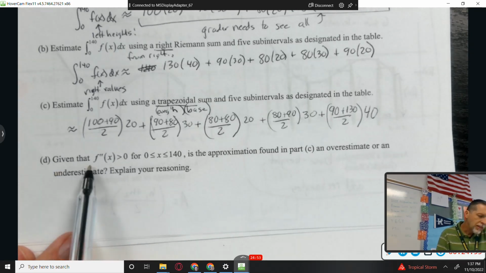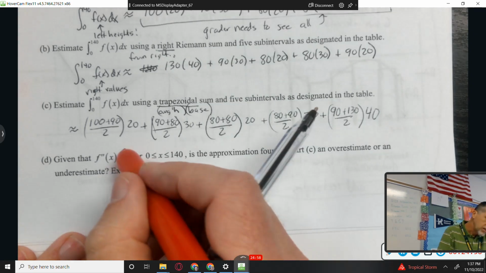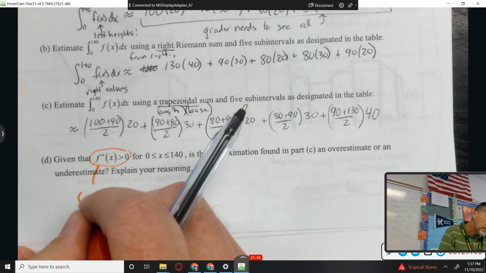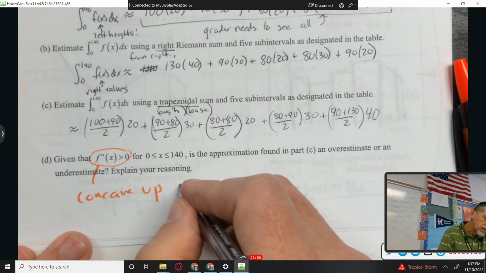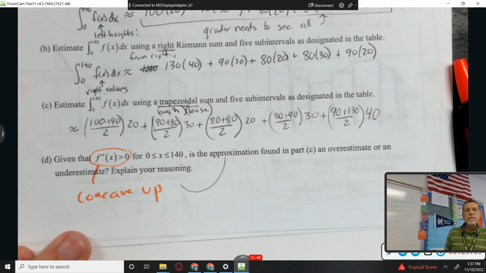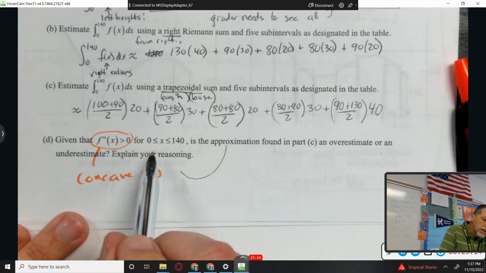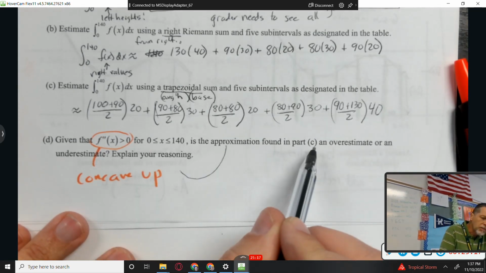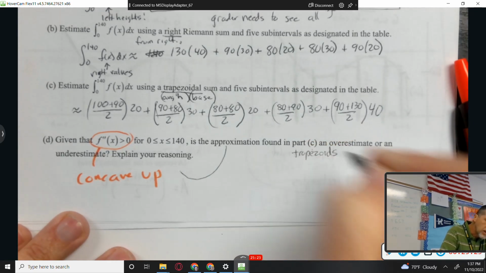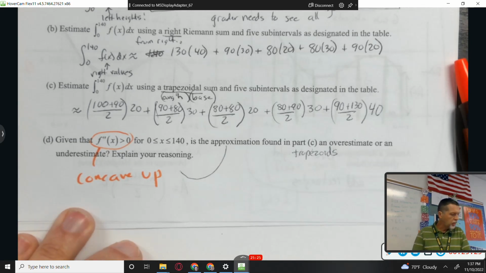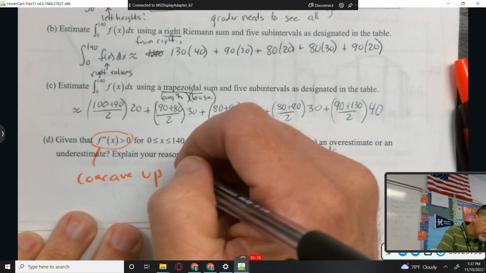Part D. Given that f double prime is greater than 0, what does that mean? Concave up. So it looks like that. f prime is increasing. Given that it's concave up, the approximation found in C, that would be the trapezoids, is that an overestimate or an underestimate? Over? Why do you say over?